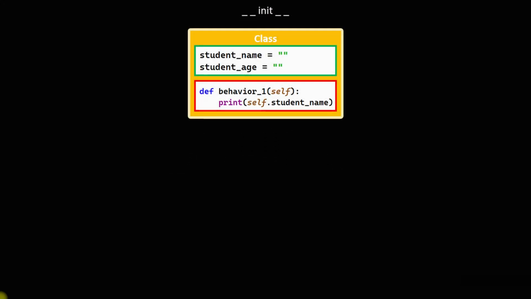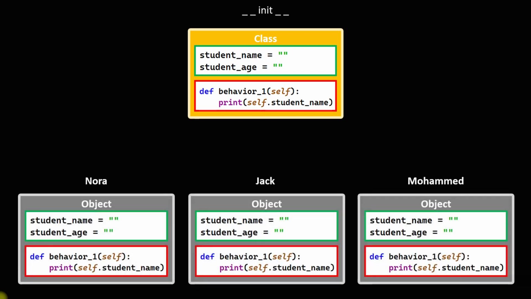Let us say that we have a class like this, and this class is representing a student, and we have 3 objects of this class, and each object is representing a student. For example, the first object is representing Muhammad, the second object is representing Jack, and the third is representing Nora.